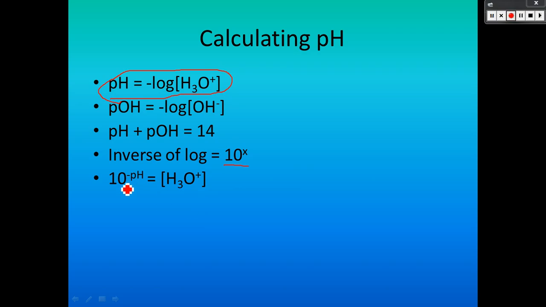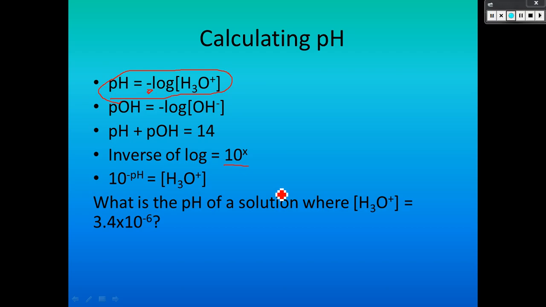For example, 10 to the negative pH, because we've got this negative here, is the concentration of H3O plus. So let's have an example. What's the pH of a solution where H3O plus equals 3.54 times 10 to the negative 6? Go ahead and pause the video, figure that out. You should have gotten pH is the negative log of 3.4 times 10 to the negative 6, which is 5.47, which makes it a weak acid.